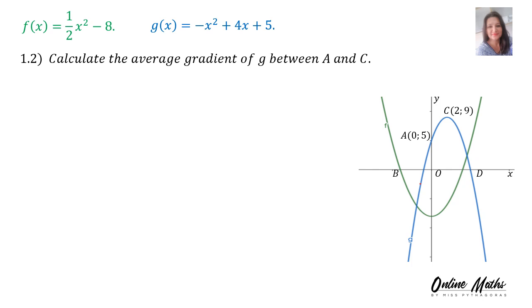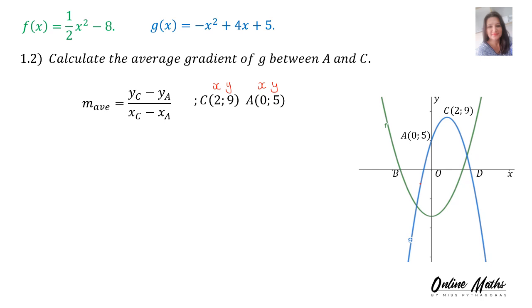(1.2) Calculate the average gradient of G between A and C. Now, the gradient formula, m average, is y of C minus y of A over x of C minus x of A. And then you need the two coordinates. C is the point (2, 9), and A is the point (0, 5). And then my advice to you is rather write down this is x, this is y, this is x, this is y, and then it will just make your life a bit easier when you substitute.